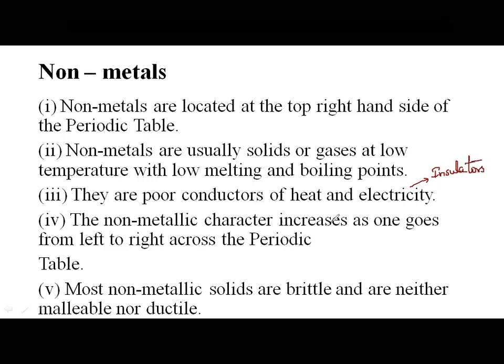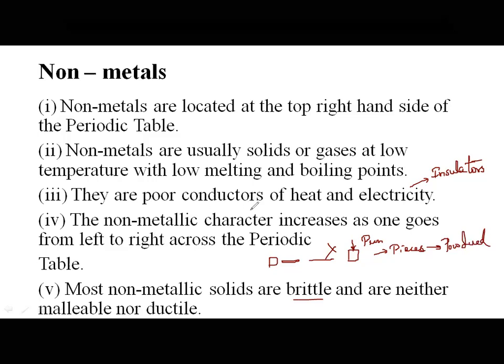The non-metallic character increases as we go from left to right in the periodic table. Most non-metallic solids are brittle. Unlike metals, which you can hit into thin sheets or bring into long wires, non-metals are brittle. When you hit or apply pressure to them, they break into pieces, and with still more pressure you get them in powdered form. So they are neither malleable nor ductile.